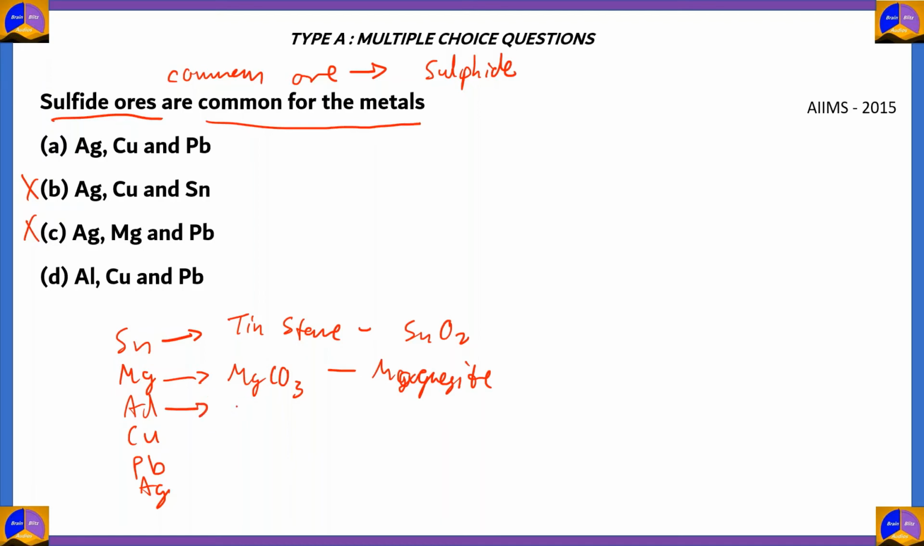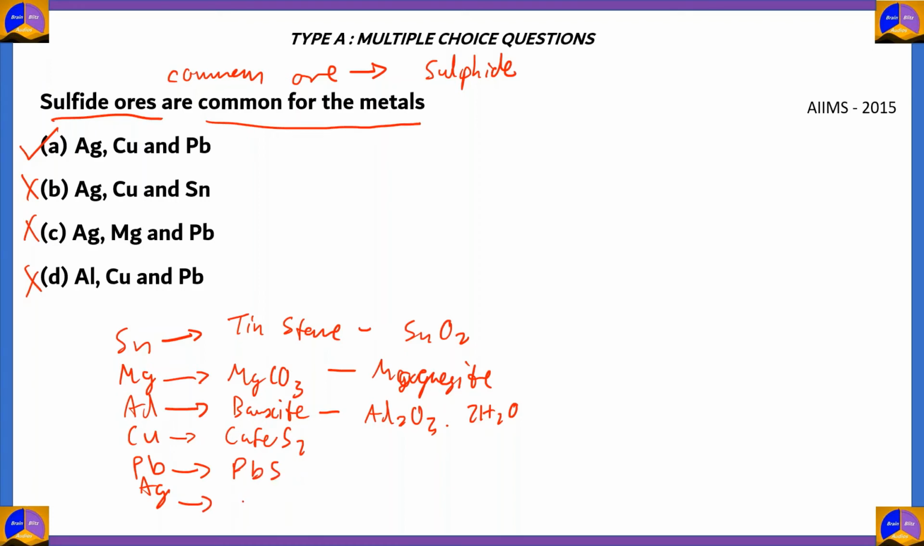What about aluminum? Aluminum has bauxite as its ore. And you know the formula for bauxite, right? It's most commonly found as Al2O3·2H2O. So therefore, option D is also incorrect. The right answer is silver, copper, and lead. For copper, it is CuFeS2, that is called copper pyrite. For lead, it's PbS, which is galena.